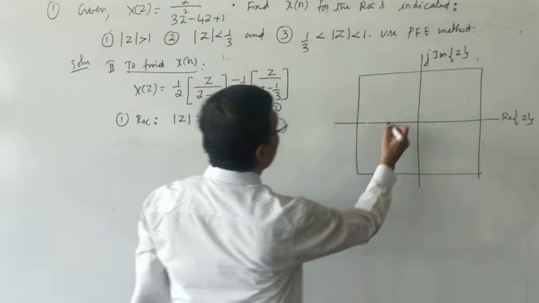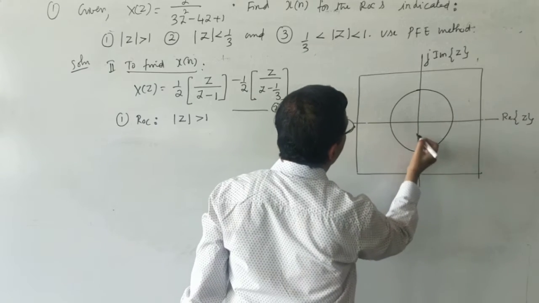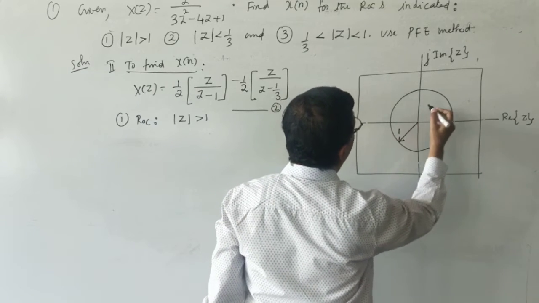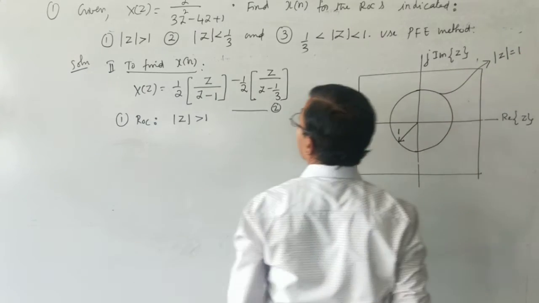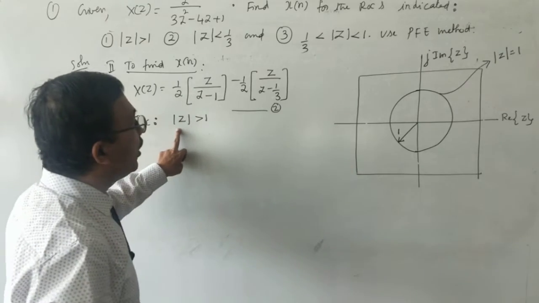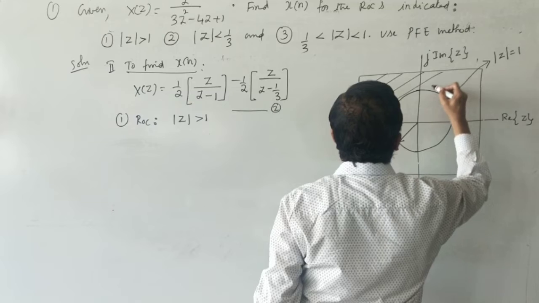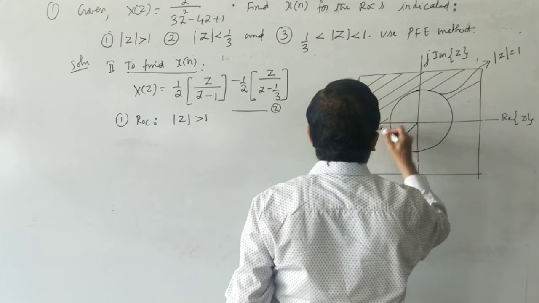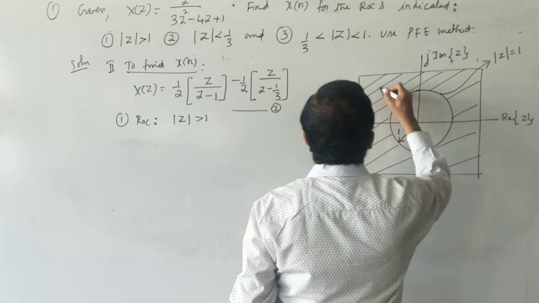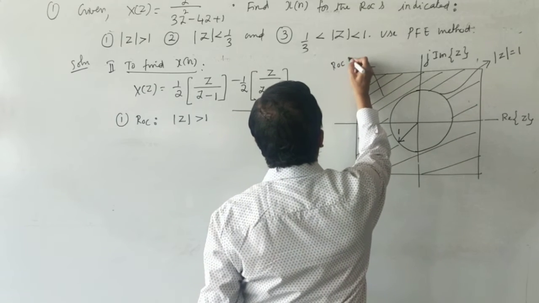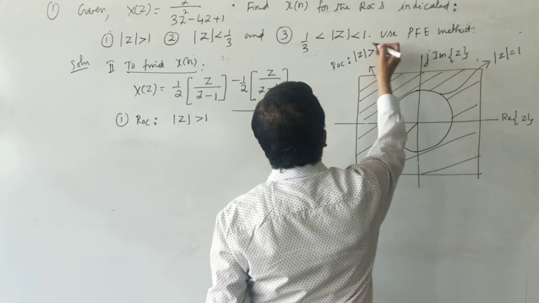Mod Z greater than 1 means I draw a circle of radius equal to 1. Equation of this circle is mod Z equal to 1. ROC is mod Z greater than 1. That means ROC is the region outside this circle. The hatched area represents the ROC. ROC is what? Mod Z greater than 1.